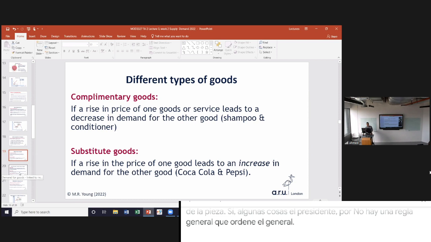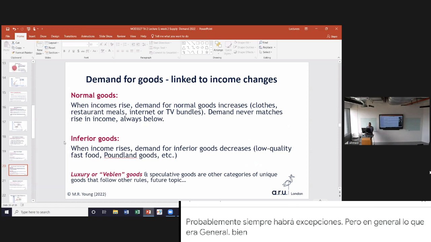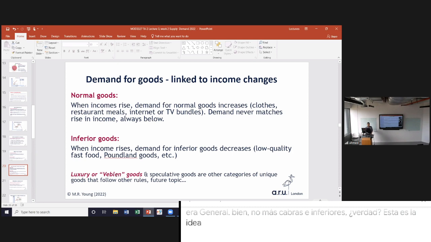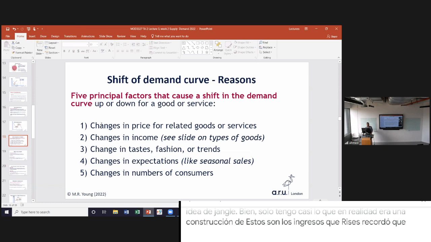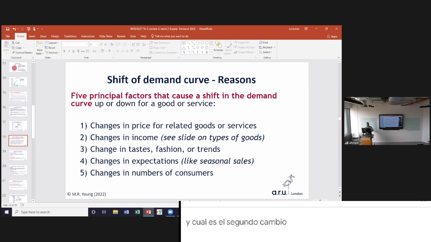Okay, normal goods and inferior goods. Right? This is the income changes, okay? And the third one was actually luxury goods, right? Third one here. So normal goods, this is when income rises. So remember what we're doing here, we're trying to prove this. Five factors which cause shift of demand, the change in the price of related goods and services, substitutes and complements. The second one, changes of income. Changes of income influence your demand, right? There's a shift in demand.